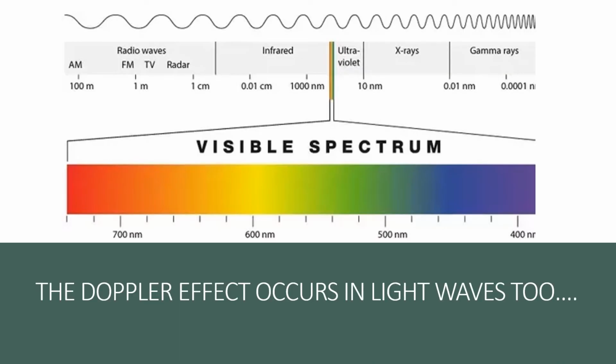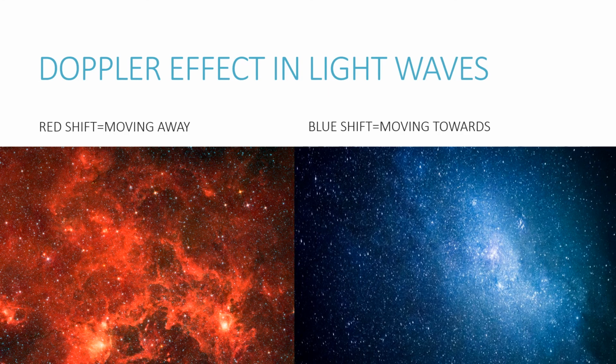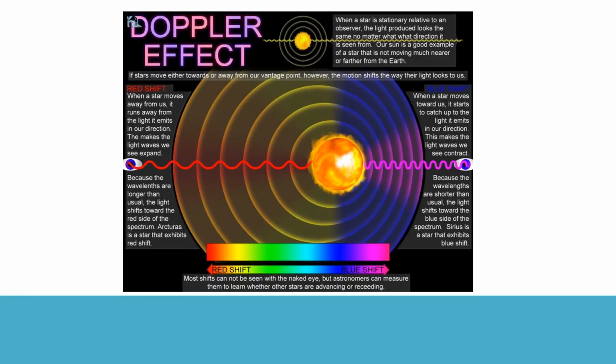The Doppler effect not only affects sound waves, but it affects light waves as well. So red has a lower frequency than purple light, so when light is moving away, it will result in a red shift, and if it is moving closer, it will result in a blue or like a violet shift. I really like this picture because it demonstrates the Doppler effect really well in light waves.